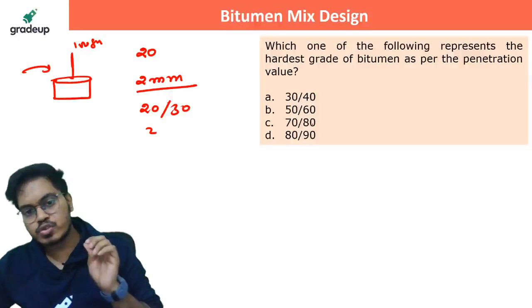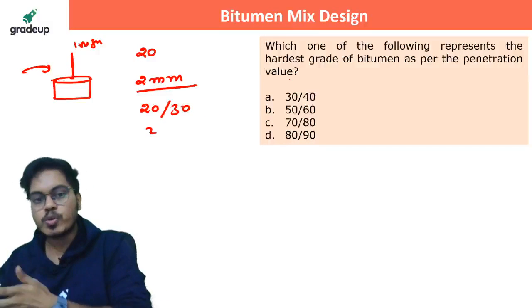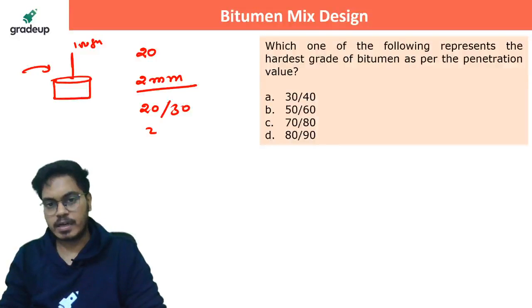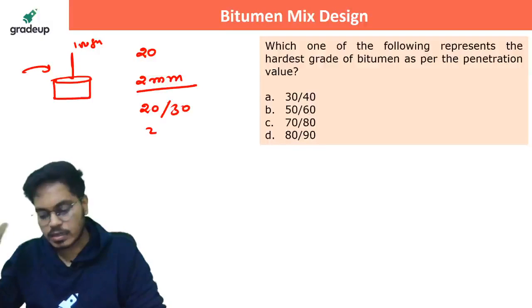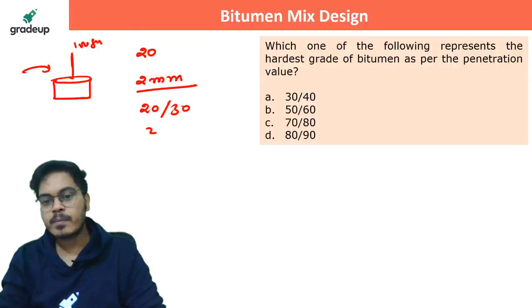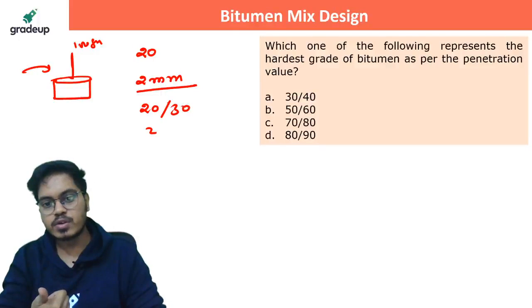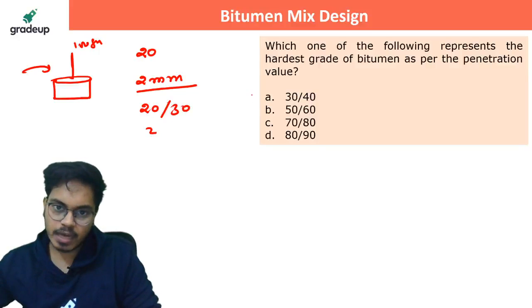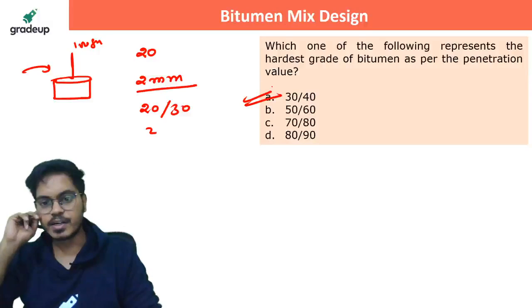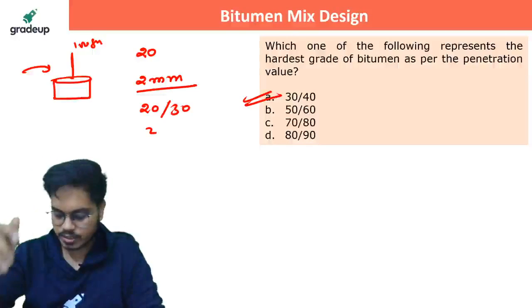So guys, as you can understand, harder the bitumen, lesser will be the penetration value. So out of all these, which one has the lesser value of penetration? A. So it is the hardest grade of bitumen. It was an easy question, I know.